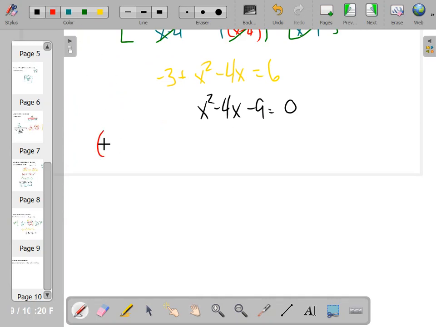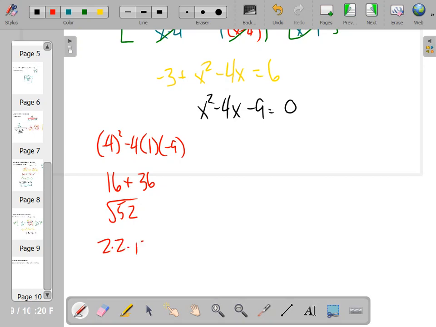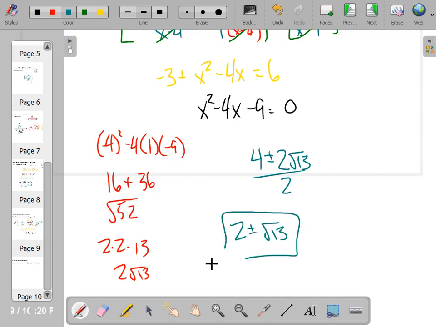Quadratic formula, b squared minus 4ac is 16 plus 36. That's 52. So I have the square root of 52, which is 2 times the square root of 13, so that's 2 radical 13. So my answers are the opposite of b, 4 plus or minus 2 radical 13 over 2a, which I'll condense to 2 plus or minus radical 13.